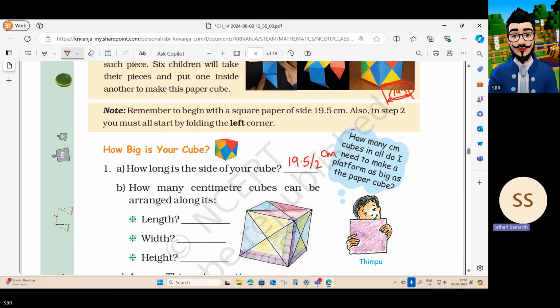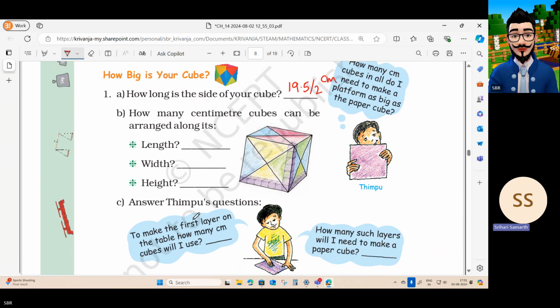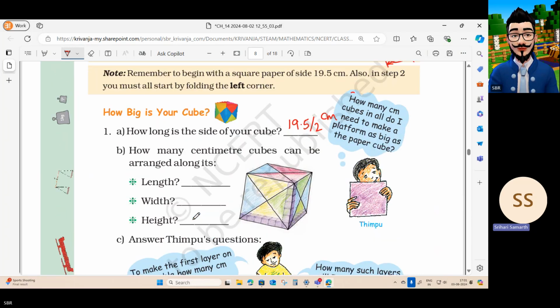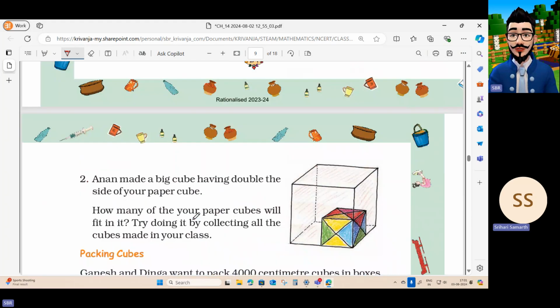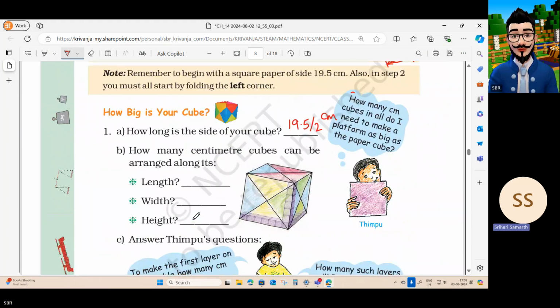How many centimeter cubes in all do I need to make a platform as big as the paper cube? Where is the paper cube? In the starting, we had the paper, no? One side should be as big as that one. So it should be 19.5 into 4.